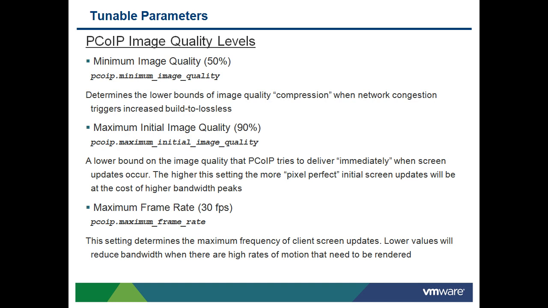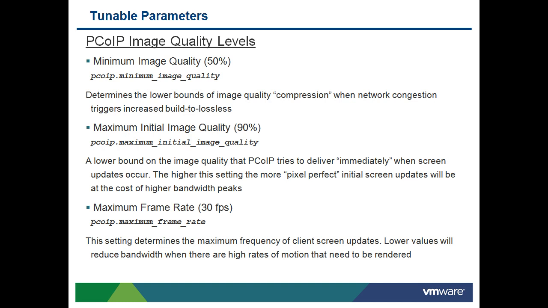Maximum initial image quality. This is a little bit harder to explain. When an image update is required, so when the screen changes, the first image update that is sent from PCoIP, this is setting the quality of that update. So the higher this value, the closer to pixel perfect that initial image will be. The lower this value, the more compressed that image will be. Setting it lower saves bandwidth. Setting it higher gives you higher image fidelity, but is going to make the protocol more peaky. And we'll get into some guidance on that a little bit later.